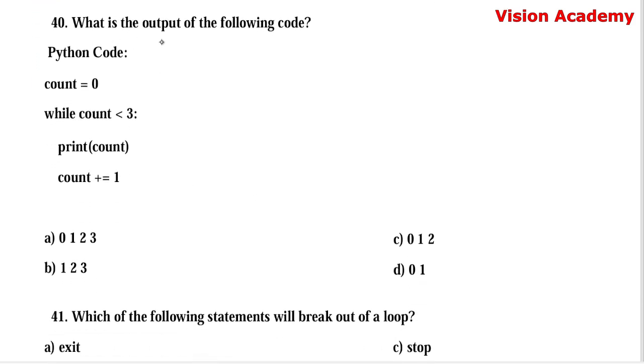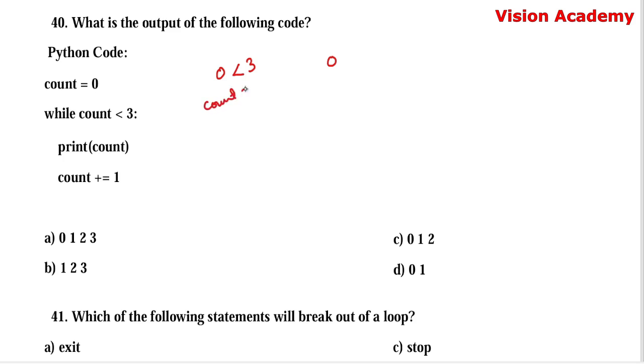Question number 40. What is the output of the following code? Python code: count is equal to 0, while count is less than 3, print count, count plus equal to 1. So here count value is 0. Here you can check the while condition. Count value is what? 0 is less than 3. Yes, the condition is true. Once the condition is true, it is going to print the value of count. For the first time, the value of count is what? 0 will be printed.